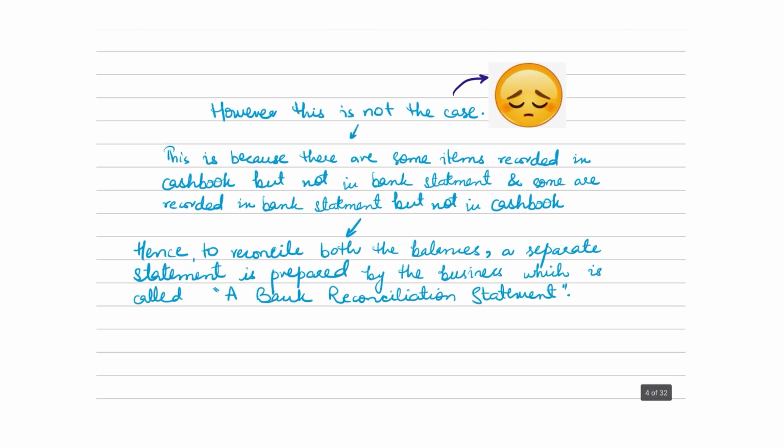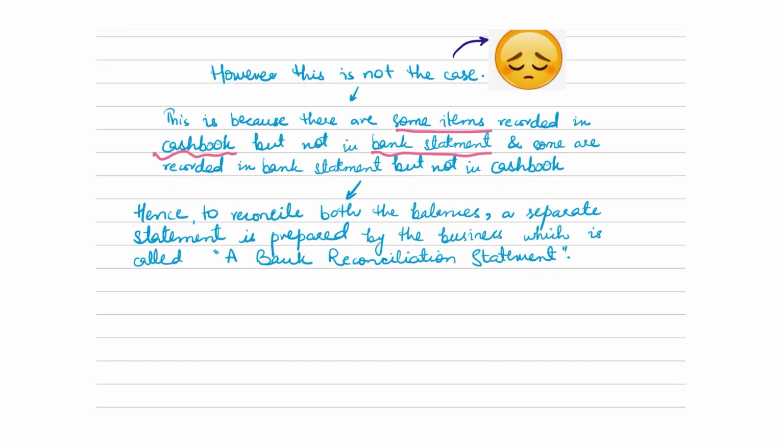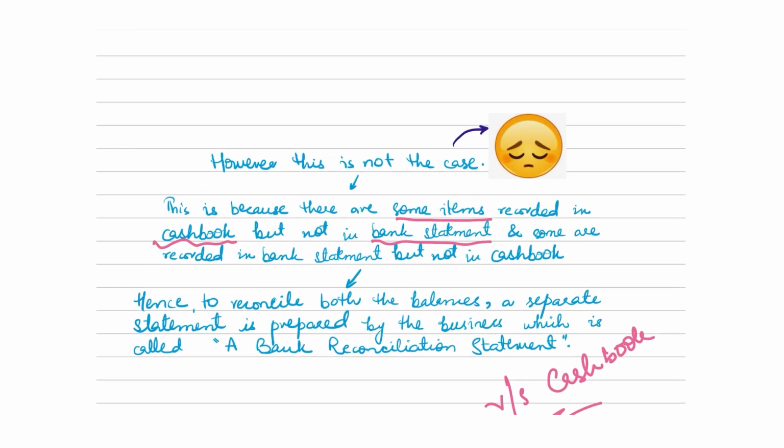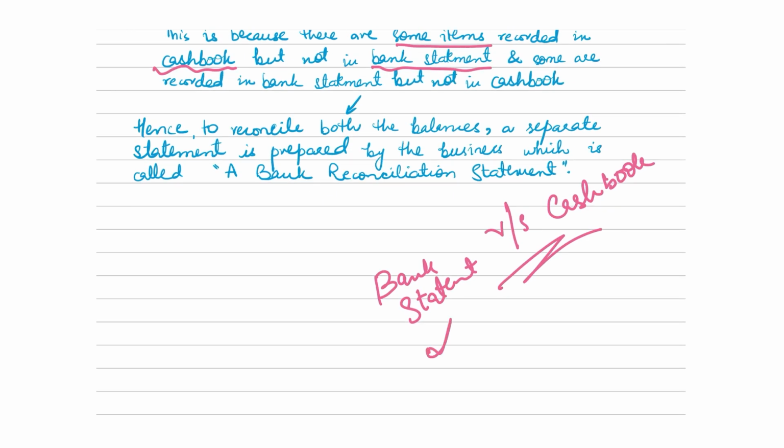However, this is not always the case. Why? Now, this is where the topic comes in. This is because there are some transactions which are present in the cash book but not in the bank statement, and vice versa. When we compare the bank statement with the cash book, we would come to know of some items which are there in the bank statement but not in the cash book. So there would be some items present in the bank statement but not in the cash book, and there would be some items present in the cash book but not in the bank statement.